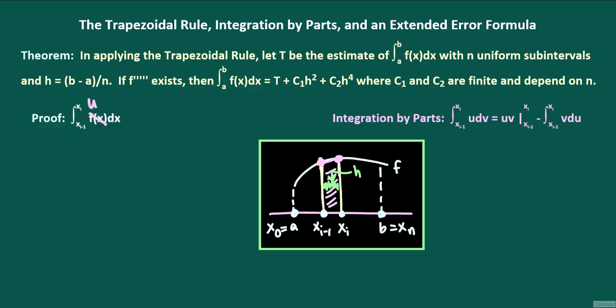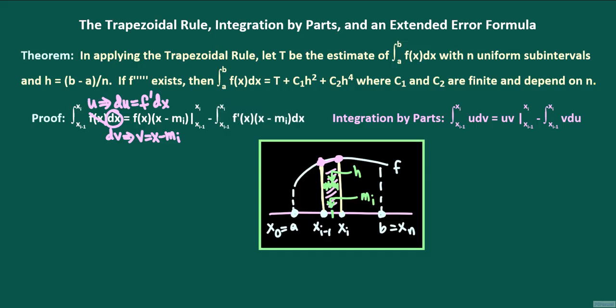We set u equal to f, so that du is f prime dx, and dv equals dx. We choose v to be equal to x minus m sub i, where m sub i is the midpoint of the interval from x sub i minus 1 to x sub i. So the integral of f on the interval is equal to u times v, or f of x times (x minus m sub i), evaluated over the interval, minus the integral of f prime times (x minus m sub i).